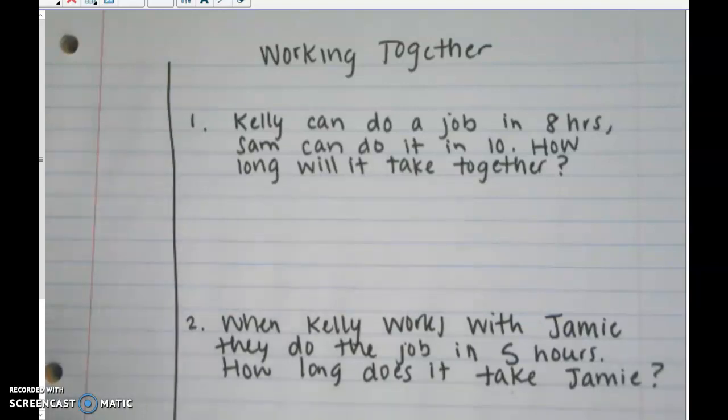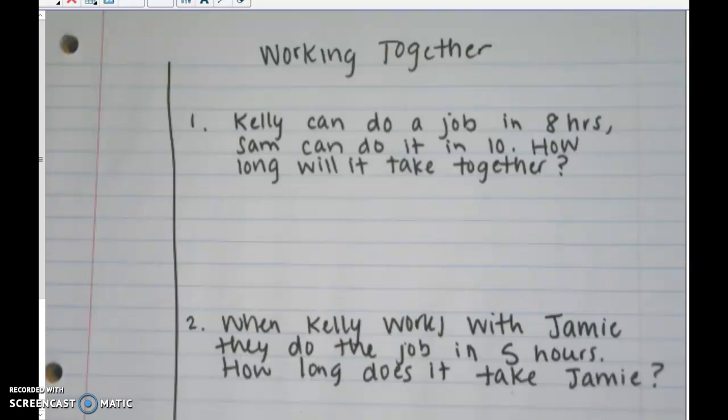The other thing to help you remember how to set it up is you're working together. So what operation do we usually use when we're putting things together? Hopefully you said addition. The trickier piece of the puzzle is you are comparing how fast these people are working, which means you need to set up a rate for each person. A rate is a ratio, which should be a fraction, where the amount of time is always in the denominator.